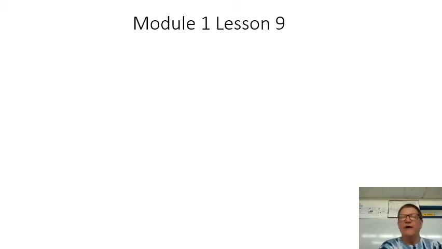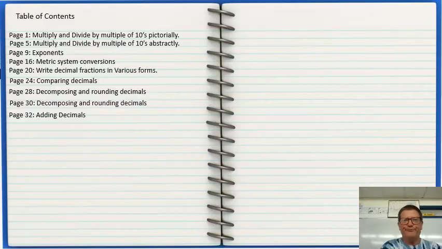Right, welcome to Mod 1 Lesson 9. Now we're going to be getting out of rounding at this point, and we're going to start adding decimals, okay? And we're going to be doing them pictorially. Now, if you notice, our next thing, as far as the table of contents, mine is on page 32, yours would be different, and it says adding decimals.